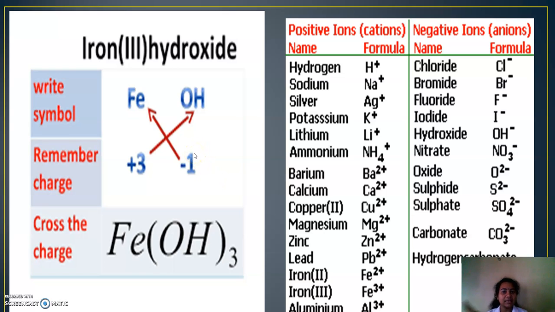The next step is to interchange the valencies. So iron will get 1, and the hydroxide group will get 3. So Fe(OH)3 will be its chemical formula. Okay. I hope all of you understood this topic, how to write a chemical formula.